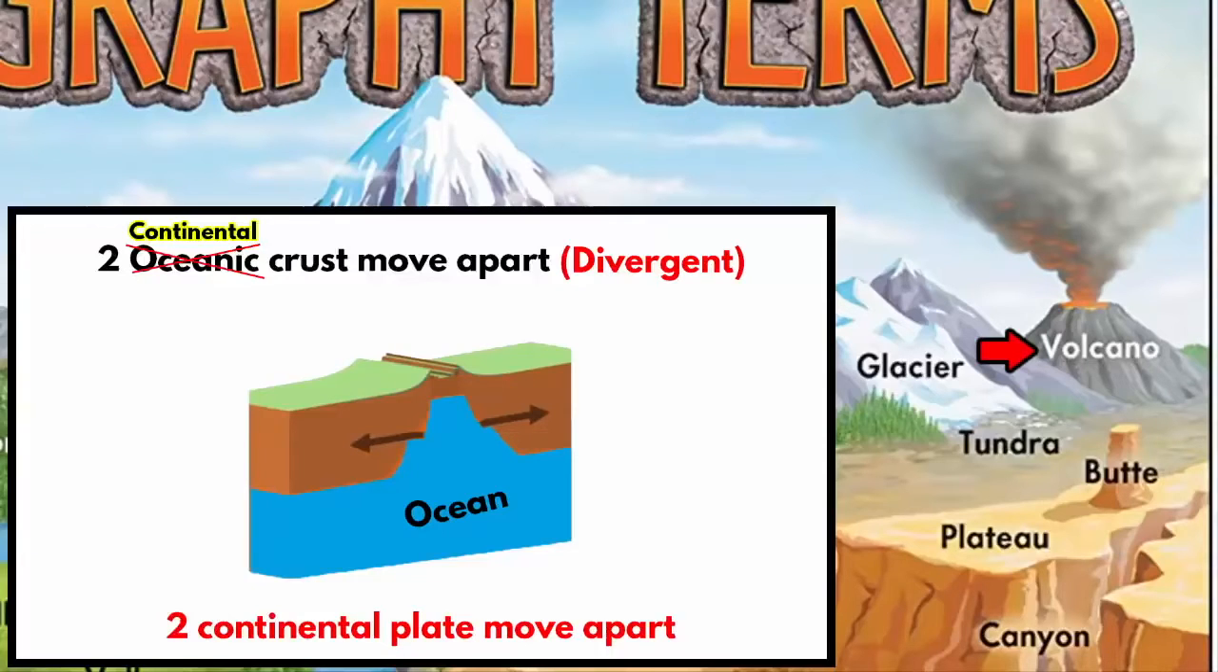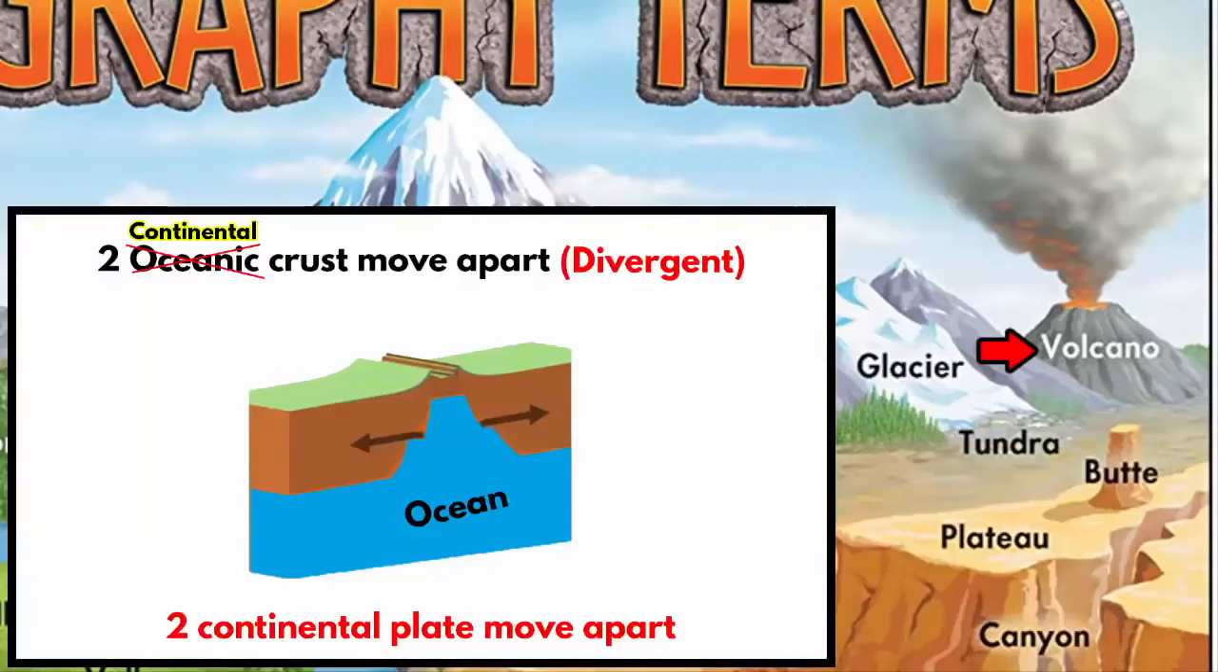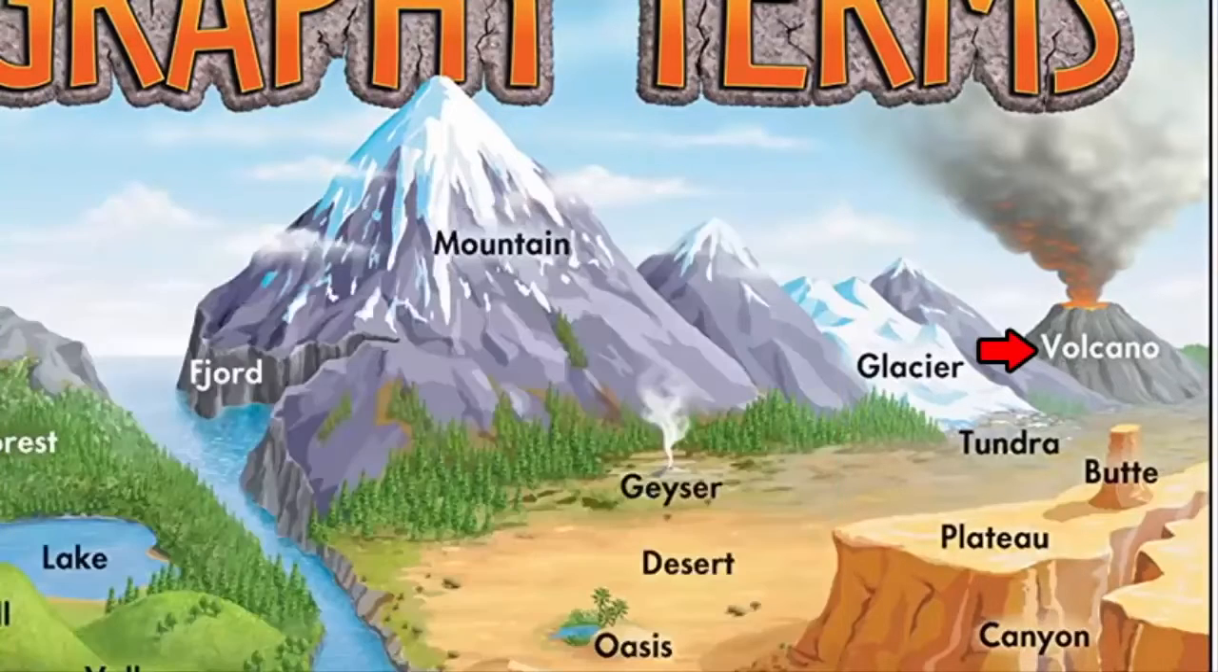The exact reasons as to why it happens, where it happens and how it happens are still being studied. The best example on Earth today is the narrow Red Sea, where the Arabian plate has pulled away from the African plate. It is a perfect example of what happens when two continental plates are moving apart from each other.